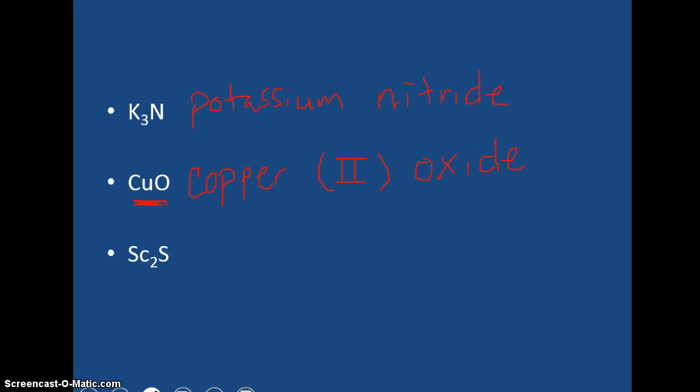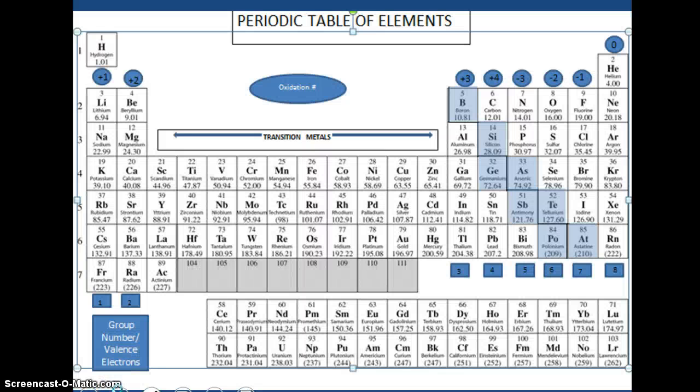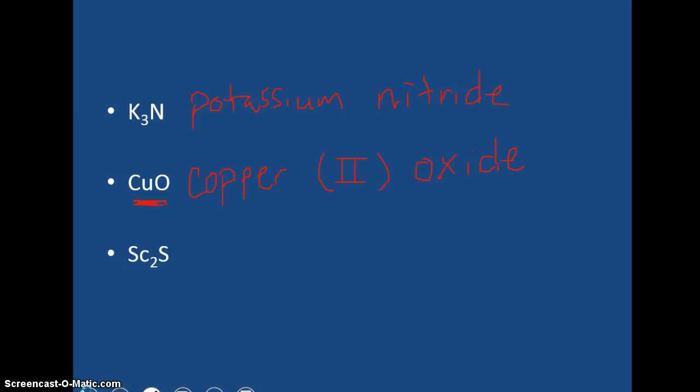So now we've got ScS. Sc is right here, so that is another transition metal, so it's going to need a Roman numeral. And S is right here. Sc is scandium, S is sulfur. So first we'll write scandium. It does need a Roman numeral, but we'll do that last. S is sulfur, but we need to change the ending, so it'll be sulfide.